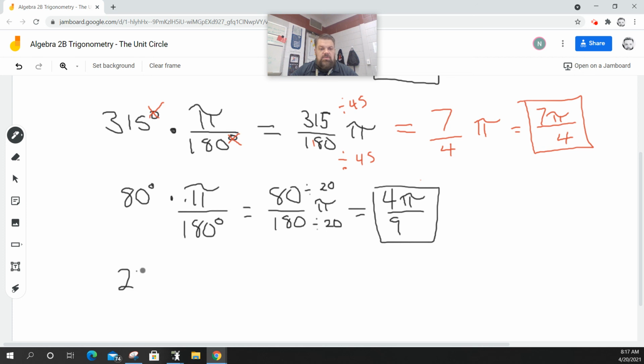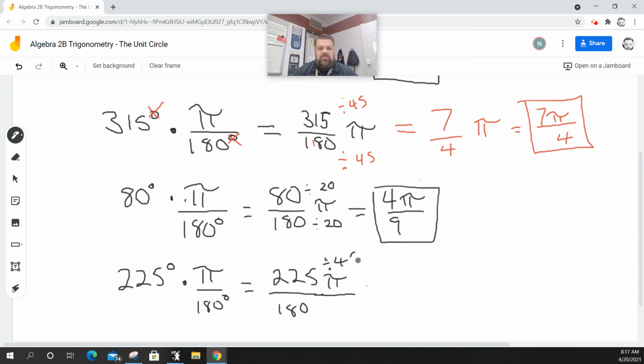If I get 225, same conversion ratio, pi over 180 degrees, that gives me 225 over 180 times pi. I think they're both divisible by 45. So I'm going to divide this by 45. And I think that's 5 times pi. In other words, 225 divided by 45 is 5. 180 divided by 45 is 4. So that's that one.